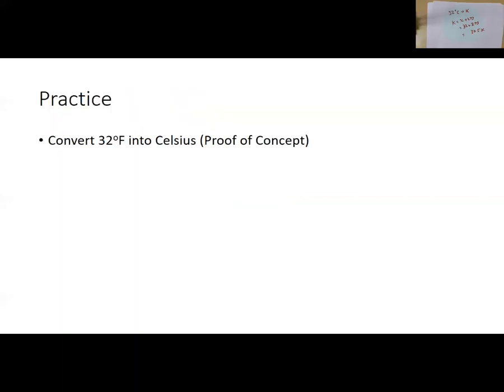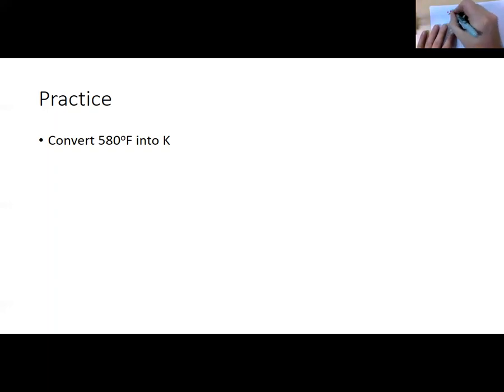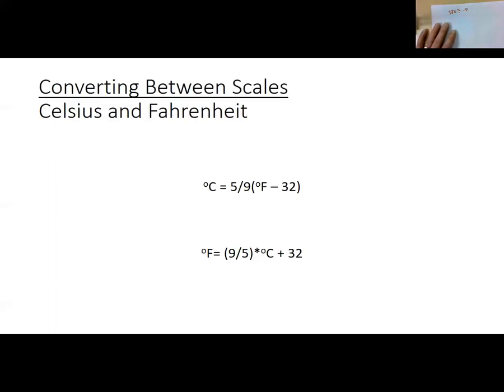All right. Now, if I wanted to convert 580 degrees Fahrenheit into Kelvin, if we notice, there's not a direct step from Fahrenheit into Kelvin. We talked about going from Fahrenheit to Celsius, and we talked about going from Celsius to Kelvin. So this is actually going to be a two-step process. We need to take 580 degrees Fahrenheit and change that into Kelvin.